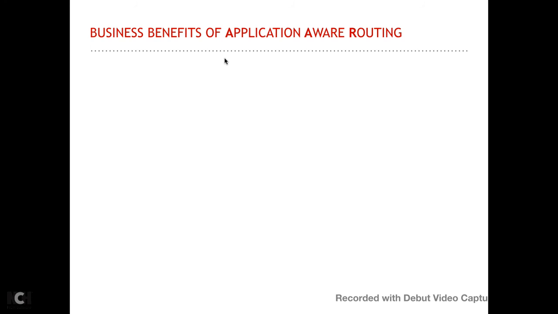Okay, so what are the business benefits of application-aware routing? So far we have seen what application-aware routing means, how it influences SD-WAN, and how it works in a deep dive, with how the measurement happens, how the packet flow happens, and how the overall calculation happens. So what exactly is the business benefit it gives to your enterprise? Number one is uptime. Uptime in terms of service availability.